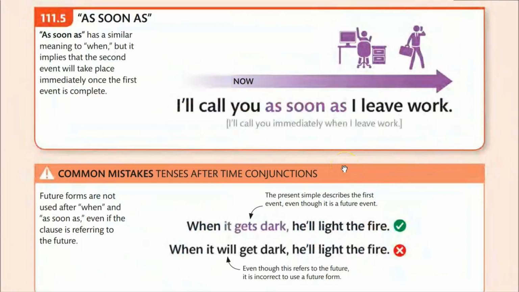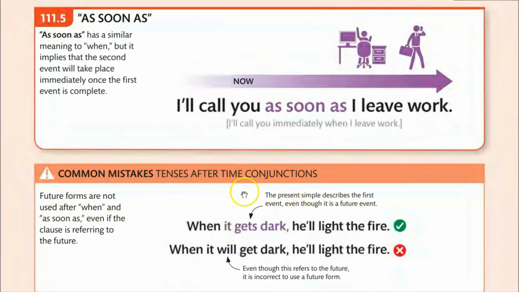Another subordinating conjunction we'll be talking about is as soon as. As soon as has a similar meaning to when, but it implies that the second event will take place immediately once the first event is complete. For example, I will call you as soon as I leave work. That is, I'll call you immediately when I leave work. That is, you leaving work has to come what? Has to come first.